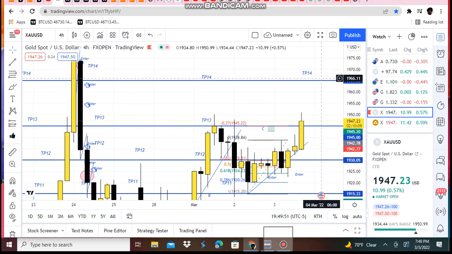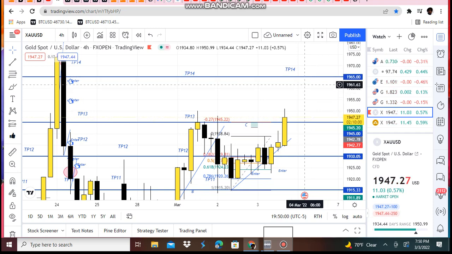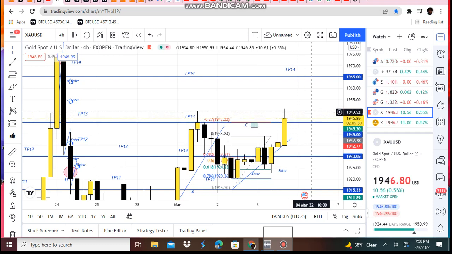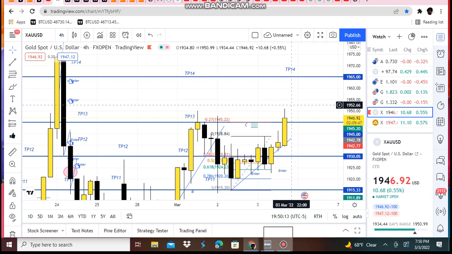This is the first week of March, the first of the month. On the first of the month, price likes to move very, very fast. I'll keep you updated. Price did break above our psychological level, take profit 13. That gives us a clear indication that price might want to go to take profit 14. We have to see what price wants to do.